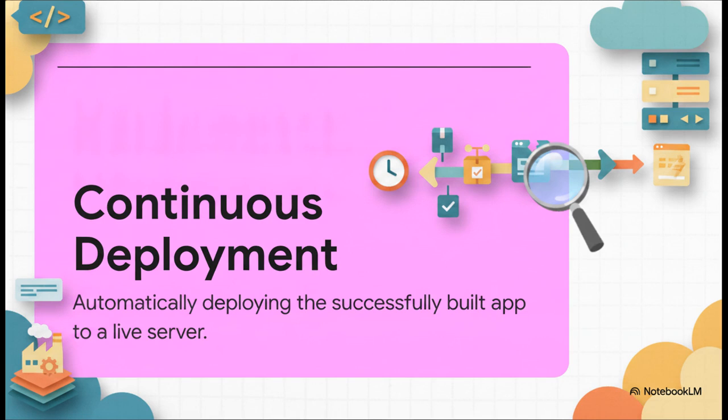Next comes the second half of the puzzle, continuous deployment, or CD. While CI focuses on the build side of things, CD takes over right after a successful build. It's the practice of automatically deploying that freshly built application directly to your live production server. The real beauty here is that a human being never has to manually copy files over to a server ever again. The deployment happens instantly and automatically, replacing the old running version with your newest updates seamlessly.